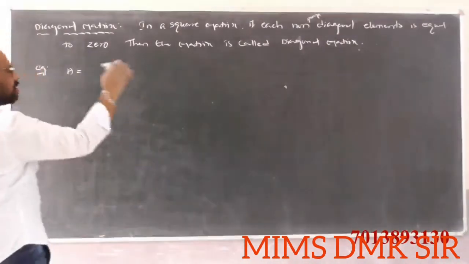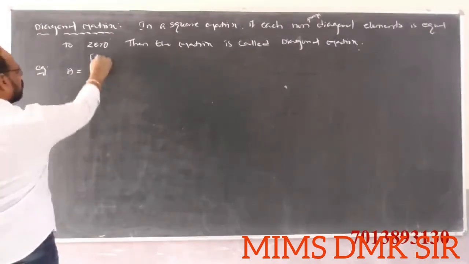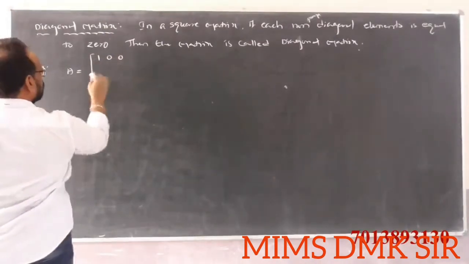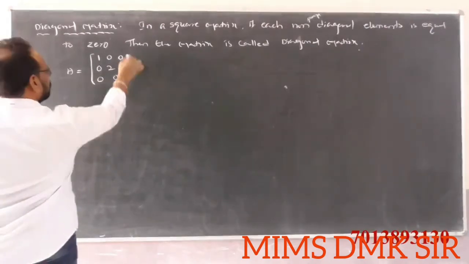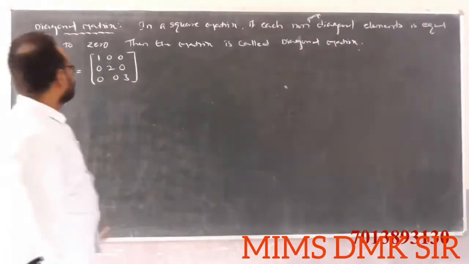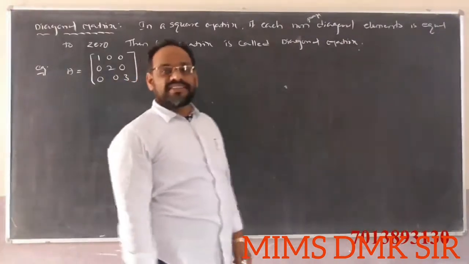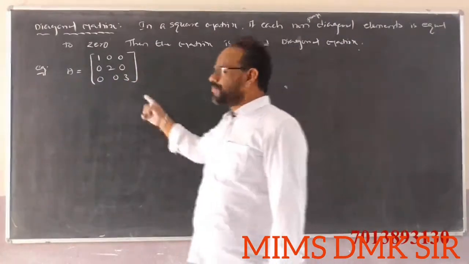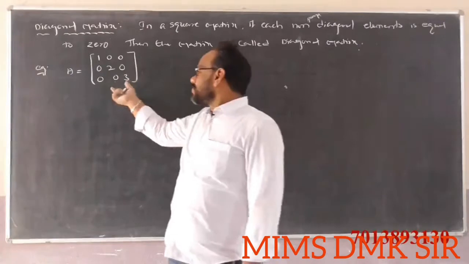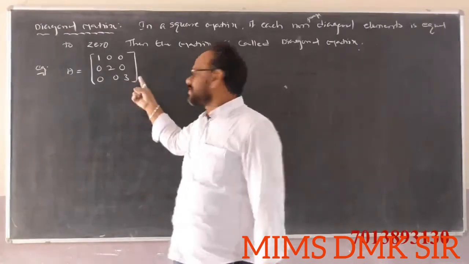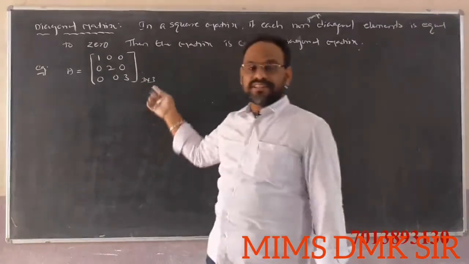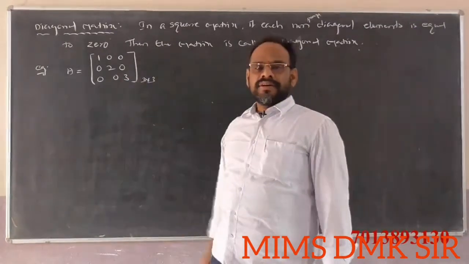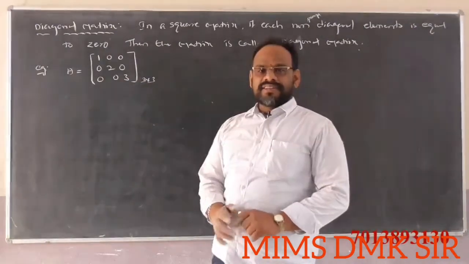Principal diagonal elements are observed: 1, 0, 0, 0, 2, 0, 0, 0, 3. This is a diagonal matrix. Why? Because observe here, this is clearly a square matrix of order 3, that is 3 by 3, 3 rows and 3 columns. Order 3.